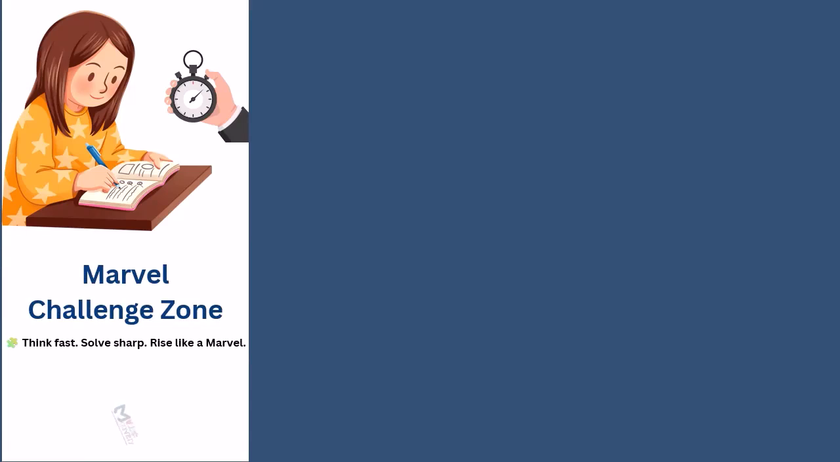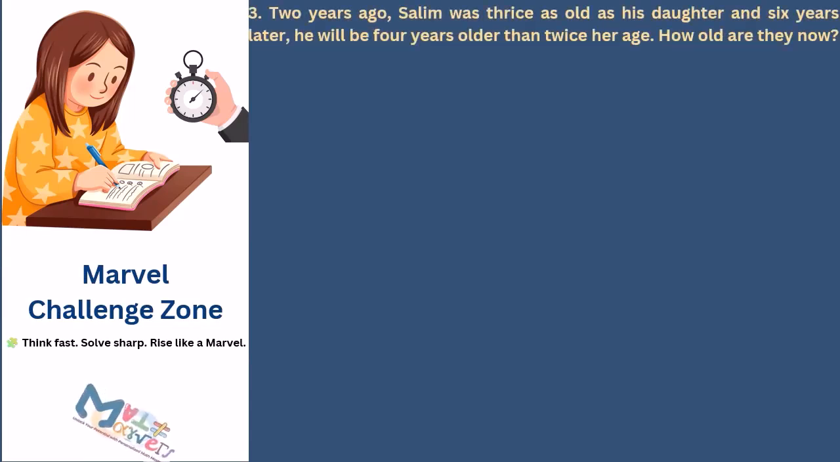Challenge 3 is here. Let's test your age logic skills. 2 years ago, Salim was thrice as old as his daughter. 6 years later, he will be 4 years older than twice her age. What are their present ages? We'll go one step at a time, like a marvel.